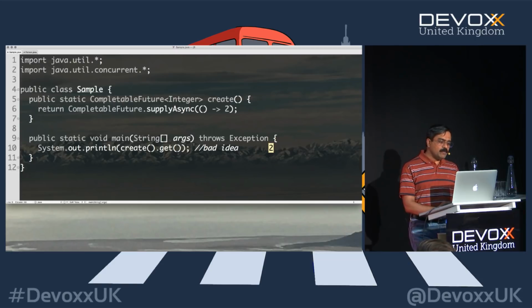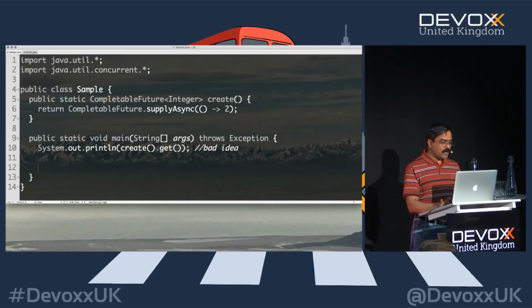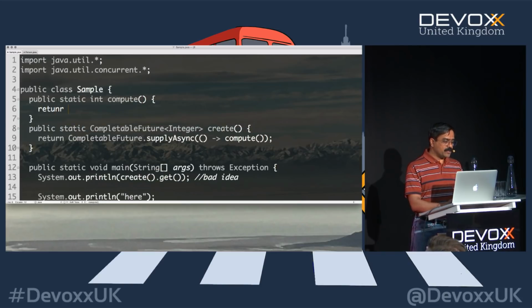The reason it's a terrible idea is that the get is a blocking call. So that means, for example, if I go out here and say here as an output, now let's go back to this code right here and we could say, let's call it compute. And what does the compute method do? Let's say the compute method is going to take nothing, of course, but it's going to return the value of 2.